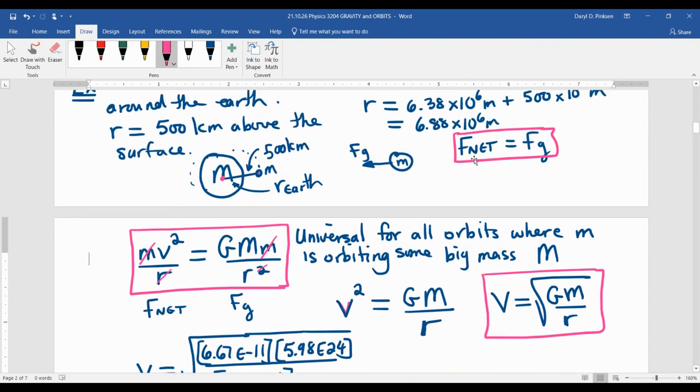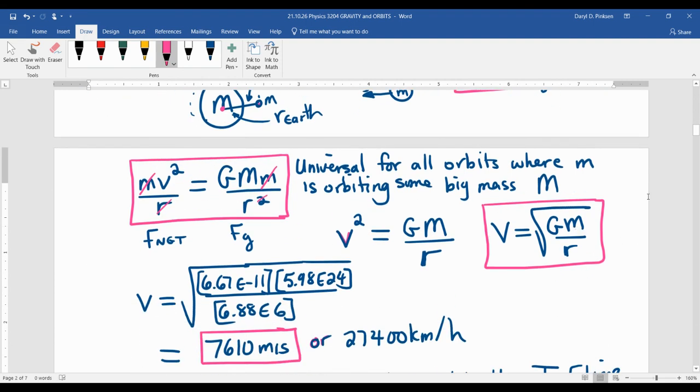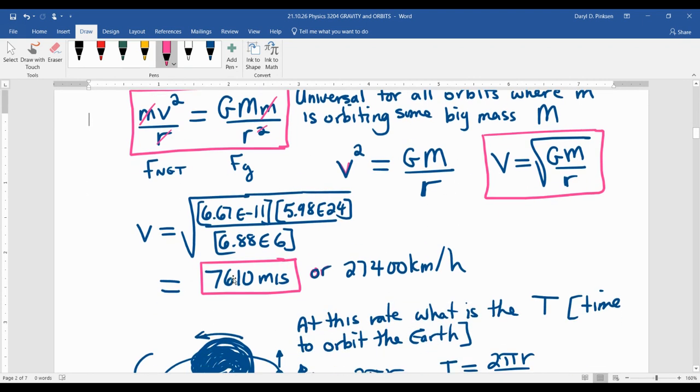And then when we replace the F net with mv squared over r, and replace the force of gravity with the full equation, G M m over r squared, we can cancel out the m of the smaller object that's doing the orbiting, cancel out one of the r's, and we get left with this really simple little equation that tells you how fast satellites are going if they're placed at a distance r from some mass like the Earth or Jupiter or the Sun or whatever.